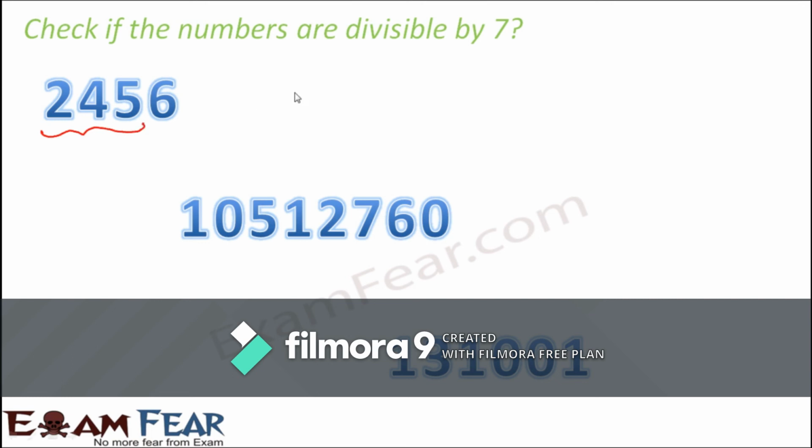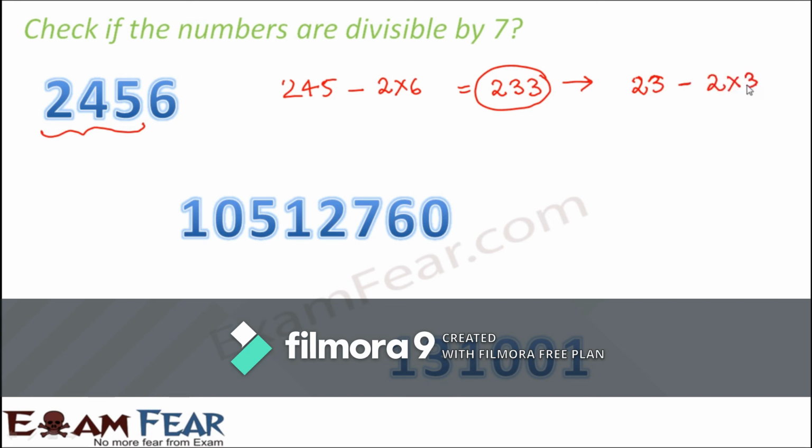2, 4, 5, 6. So rest of the numbers except the last digit, that is 245 minus twice the last digit, that is 2 into 6. So this would be equal to 233. But this is also a big number to decide whether it is divisible by 7 or not. So we will repeat the process. So except the last number, the entire number is 23 minus 2 times the last digit, that is 2 into 3. So this is equal to 23 minus 6, which is 17. Now is 17 divisible by 7? No. So the number is not divisible by 7.